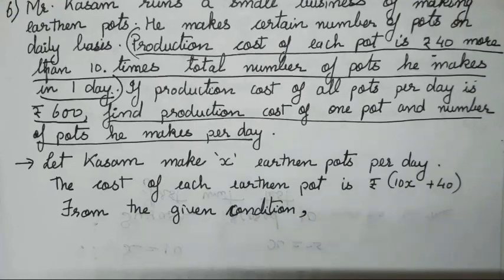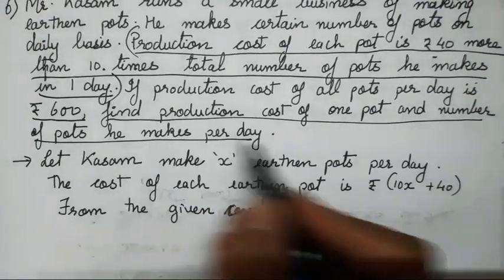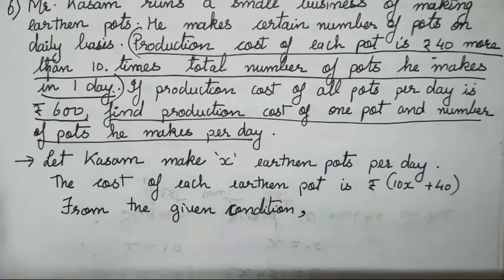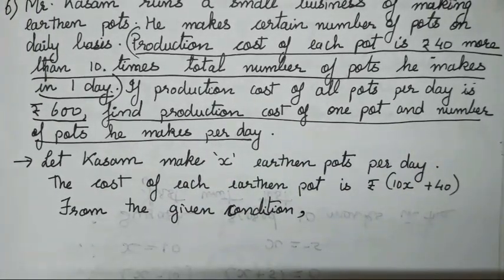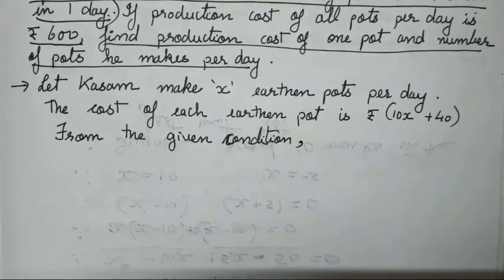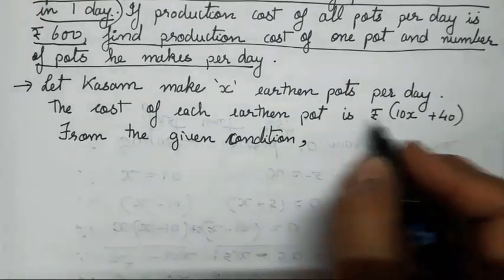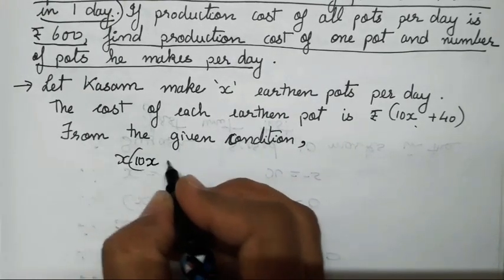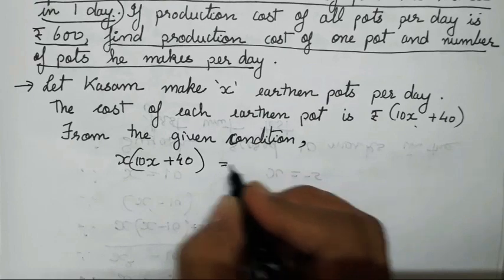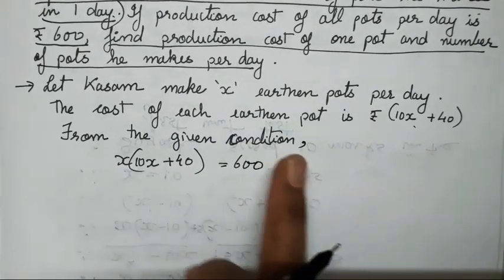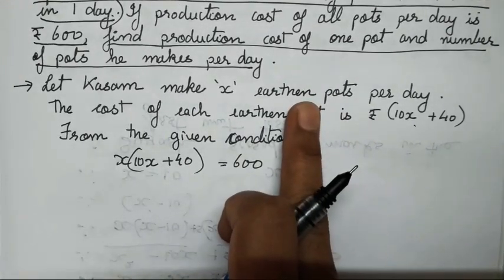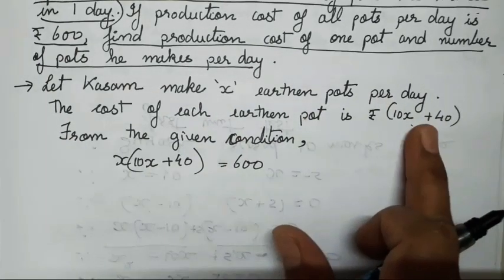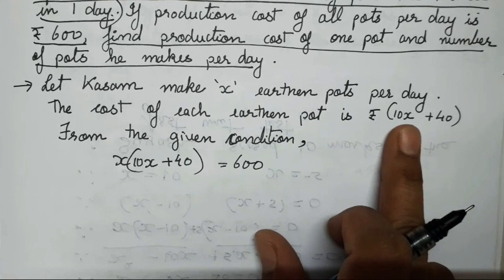Now the next is from the given condition, that is, if the production cost of all pots per day is rupees 600, meaning whatever pots are made, its production cost is rupees 600. So from the given condition, this equation, that is 10x plus 40 is equal to how much? 600, isn't it? We don't know how many pots he makes in one day. We don't know how much is going to be 10 times more the pots he makes in one day.